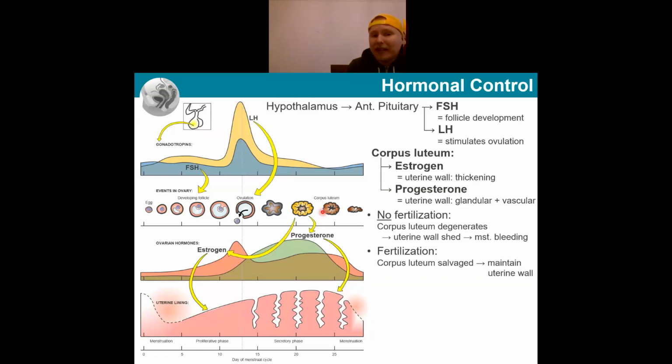However, if the fertilization does occur, so this egg cell meets the sperm, fertilization takes place, the corpus luteum gets salvaged, and we do maintain this uterine wall lining, which is then the basis for the fertilized egg cell to implant and develop further in. So that's really a short overview of the hormonal control of the menstrual cycle and the two possible outcomes, either no fertilization or fertilization, and how that then affects all these hormones and hormone balances that we see.